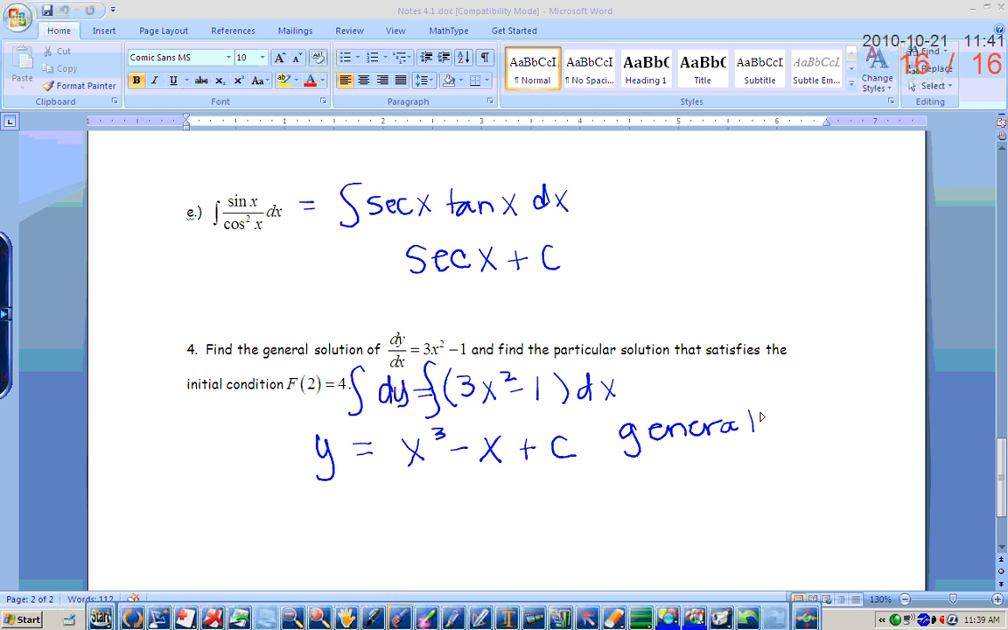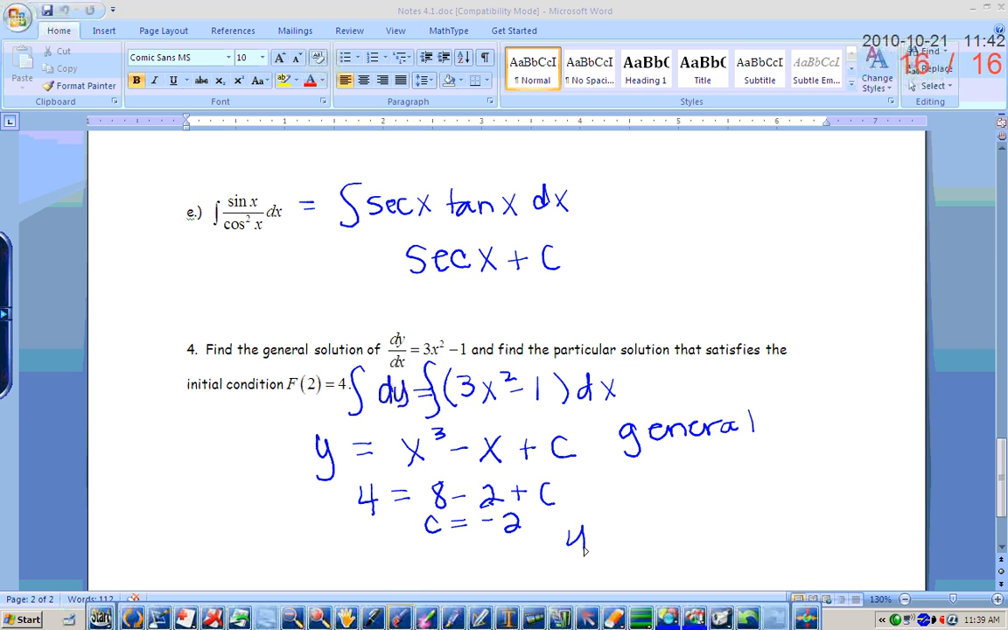Now find the particular solution that satisfies the condition f of 2 equals 4. So that means that when x is 2, y is 4. So what does that allow us to solve for? C, right. So plug in the 4 for y. 2 cubed is 8 minus 2 plus c. 6 minus 2, c is negative 2.